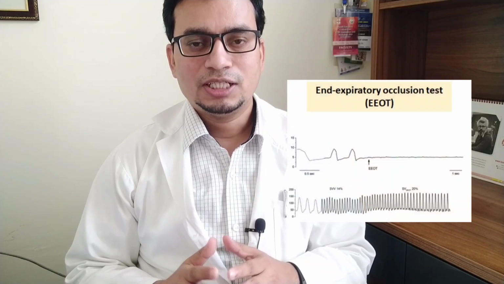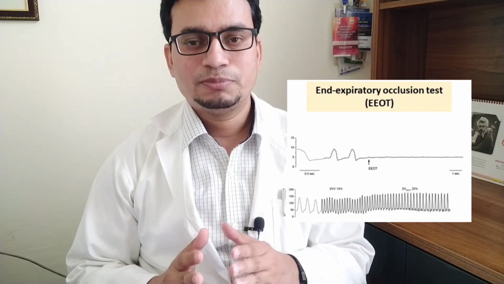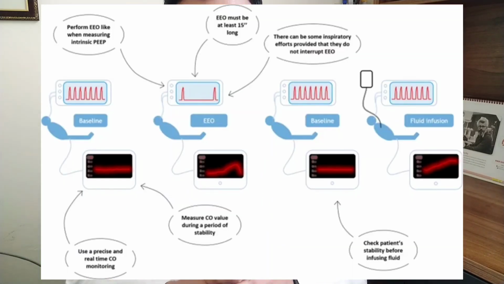Now we move on to the last category of the fluid responsiveness test, which is end expiratory occlusion test, where the expiratory hold is performed for about 15 seconds, and this maneuver prevents the cyclical decrease in the venous return and the cardiac preload, which increase transiently. This preload challenge results in a significant increase in the cardiac output if the patient's heart is fully responsive.